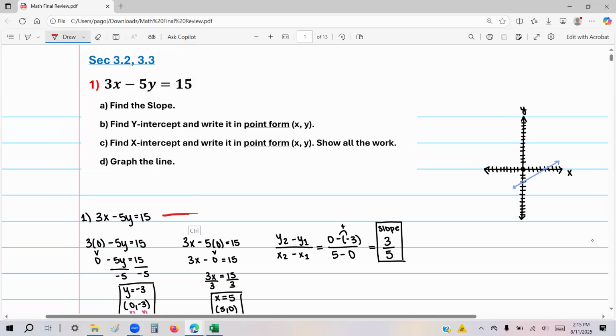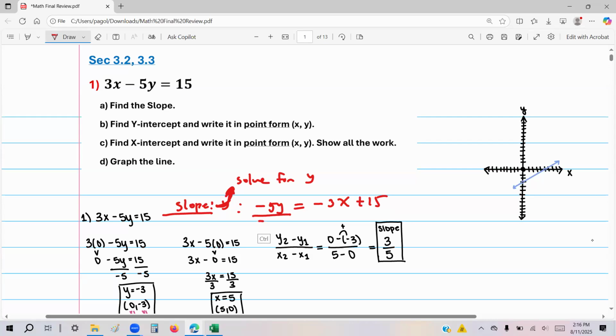So to find the slope, all you need to do is solve for y. To solve for y, we don't need the 3x, so we subtract 3x from both sides. So we get -5y = -3x + 15.